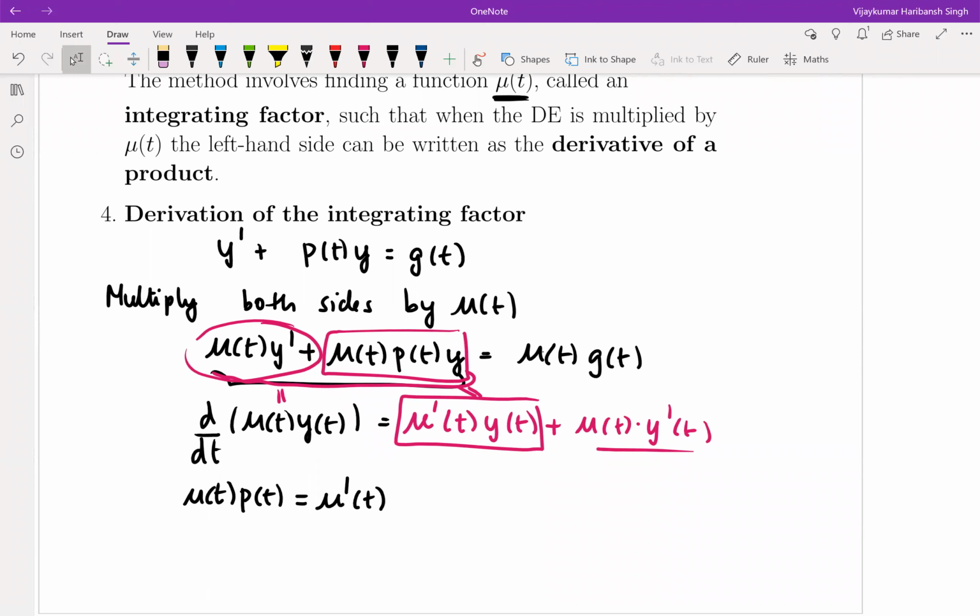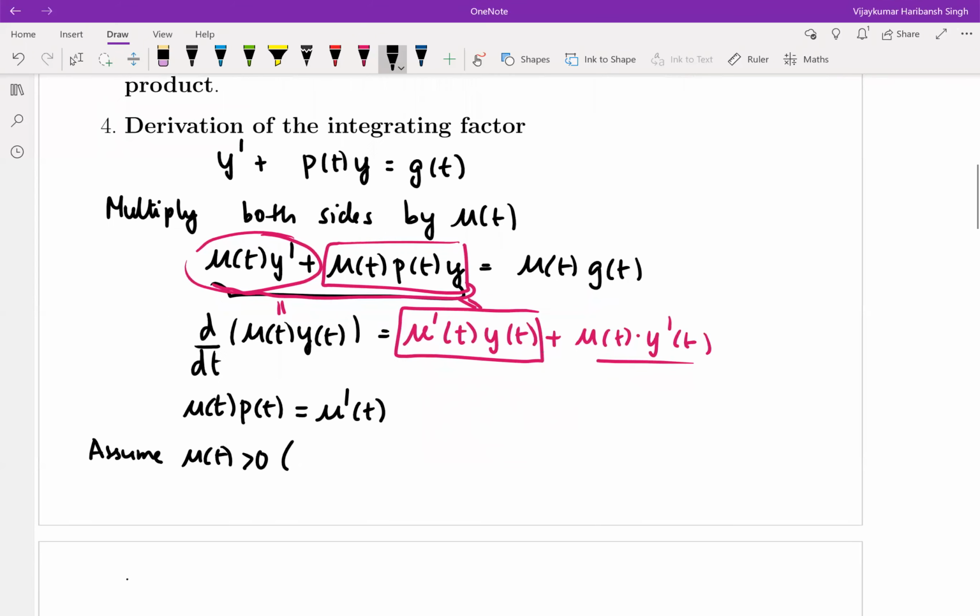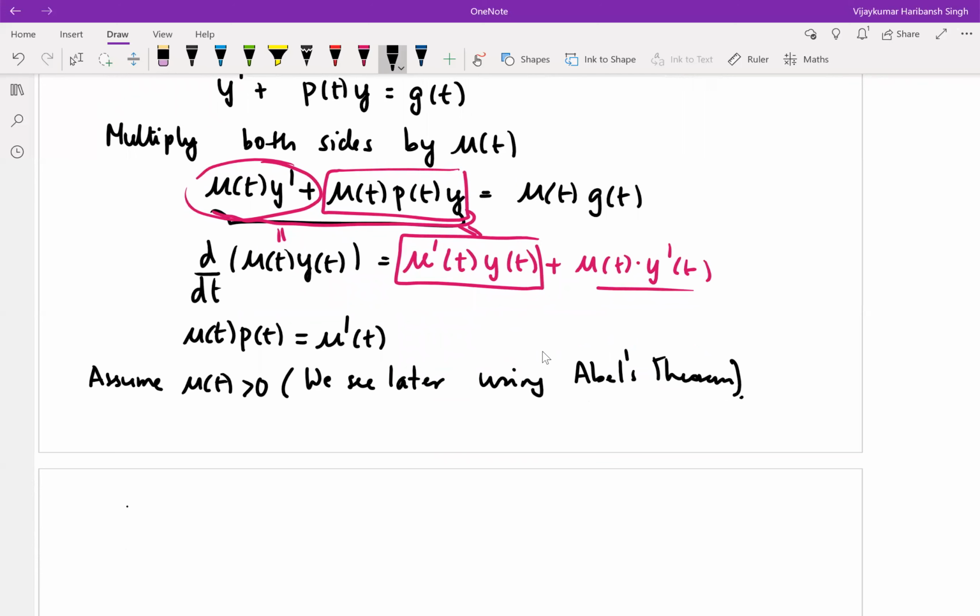So let's assume that mu of t is greater than 0. We'll see later why that is the case, when we do Abel's theorem or Abel's lemma, whatever you call it. What we get is mu prime divided by mu equals p of t.